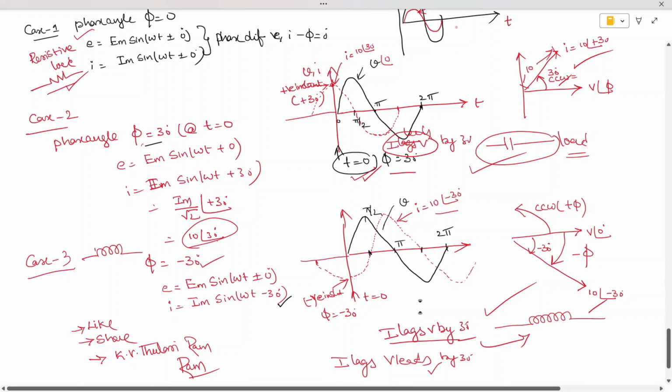Just by watching, you won't get anything, you'll just get the concept. You should be able to draw this waveform on your own. Then you can understand.